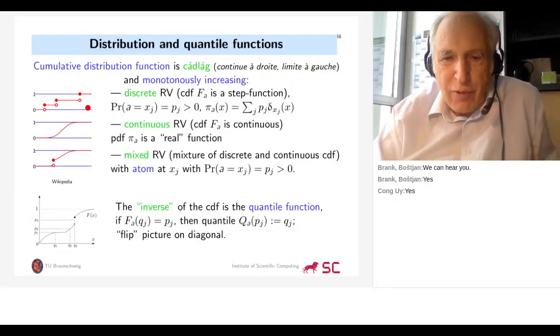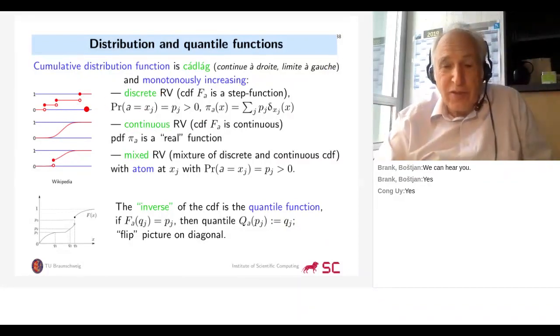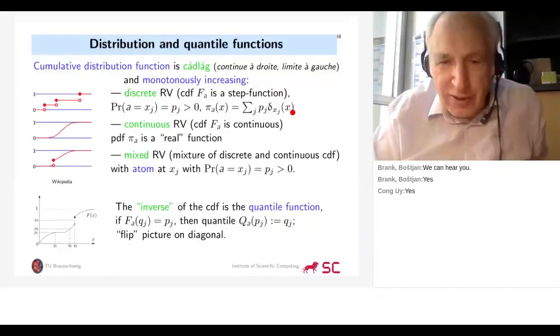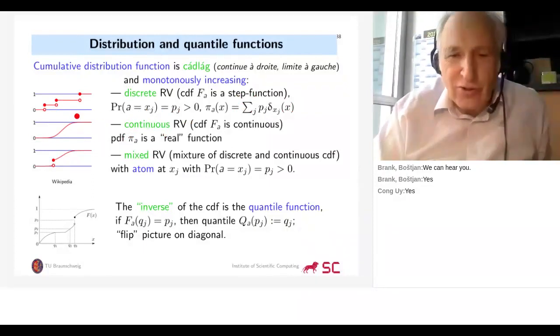So this is a cumulative distribution function from a discrete random variable. This random variable only takes certain values, and this is where the jumps are. So it takes the value xj with probability pj, and then formally the density would be a train of delta functions.